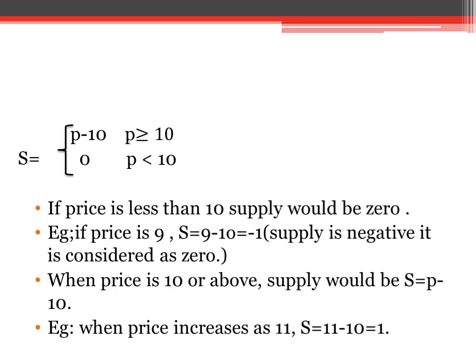If price is less than 10, where 10 is provided in the place of A, that means it's a constant value, supply would be 0. And when price is 10 or above 10, then supply would be S is equal to P minus A, where A is equal to 10. So P minus 10. Suppose when price increases to 11, then supply would be 11 minus 10, and we get 1 as the supply.